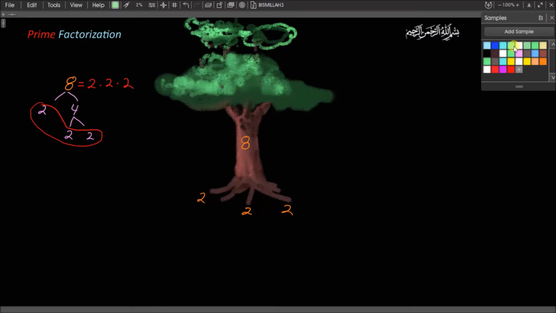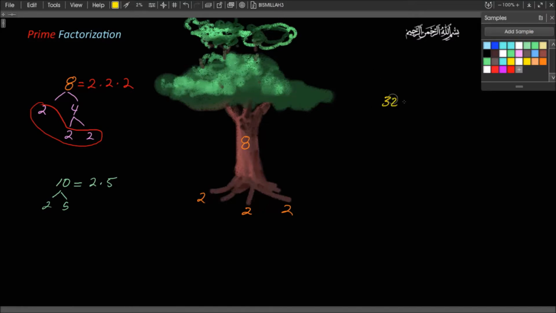So let's do some more examples. How about the number 10? How do we break this down? Well, the number 10 is 2 times 5. You can't divide these any further because 2 and 5 are both prime numbers. So the prime factors of 10 are 2 and 5. These are kind of like the roots of the number. So let's do another one.